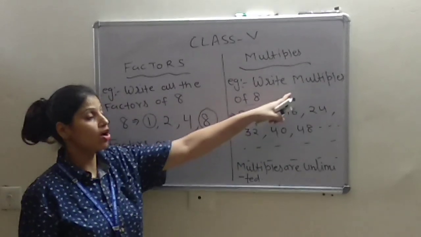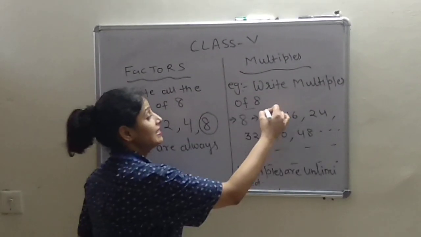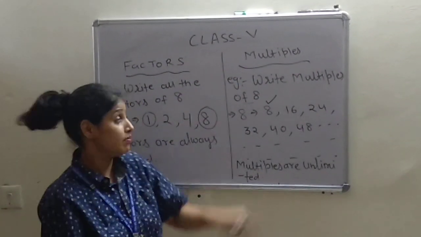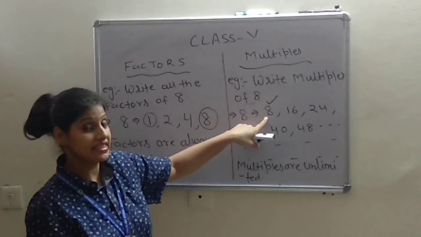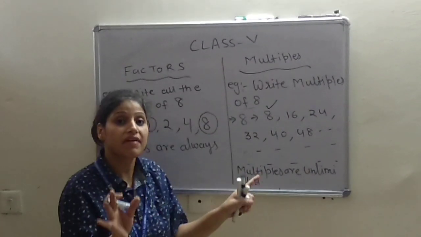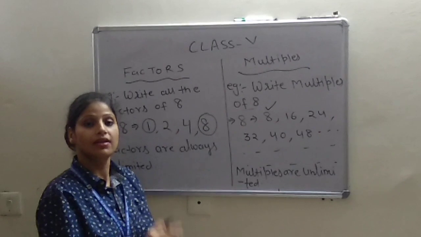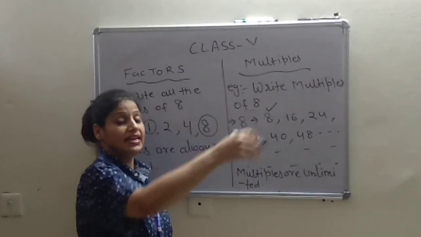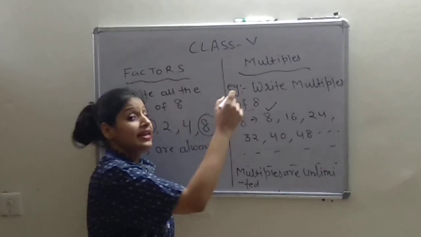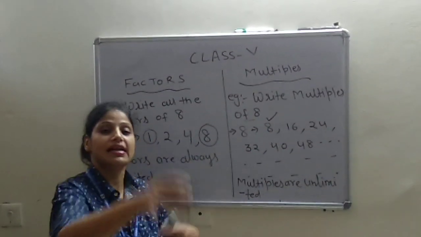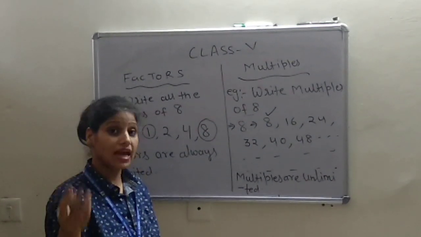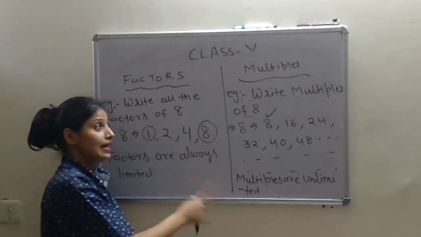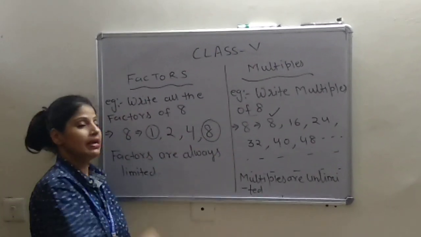But if I talk about multiples, I can say the smallest multiple of every number is the number itself. But we cannot find the greatest multiple because multiples are unlimited. You keep on writing multiples. You keep on adding 8 to it and you will find multiples and more multiples. It will be unlimited. So I hope you are clear with the topic of factors and multiples.